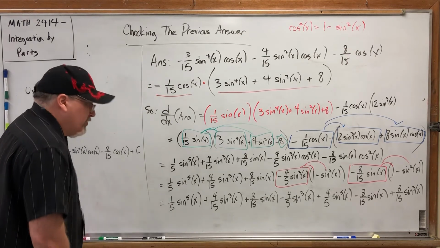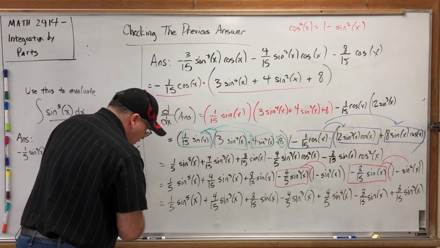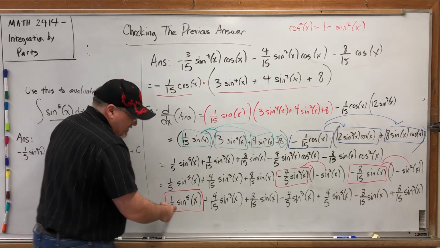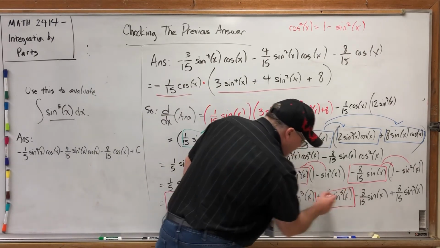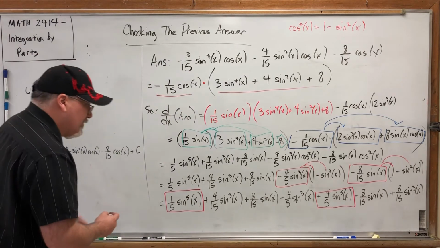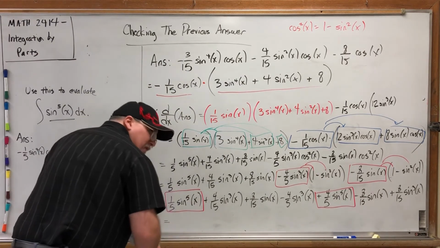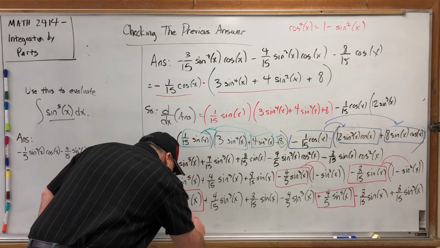All right, so at this point, we would just start gathering like terms. And as I've already mentioned, two of the like terms are what we were hoping for. We have a 1/5 sine to the fifth power of x plus 4/5 sine to the fifth power of x. So those combine to make 1. 4/5 plus 1/5 is 5/5, also known as 1. So we do get sine to the fifth x.